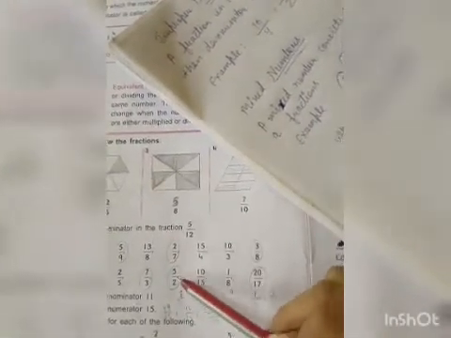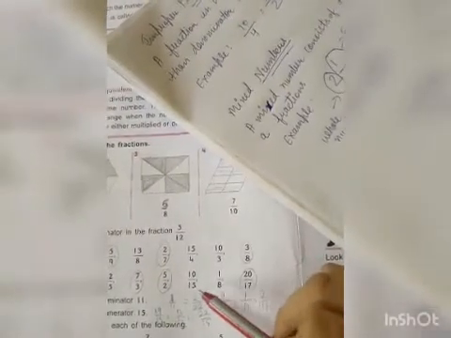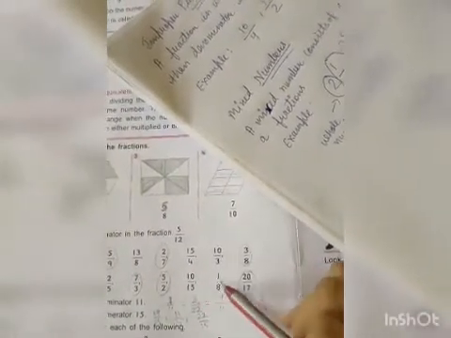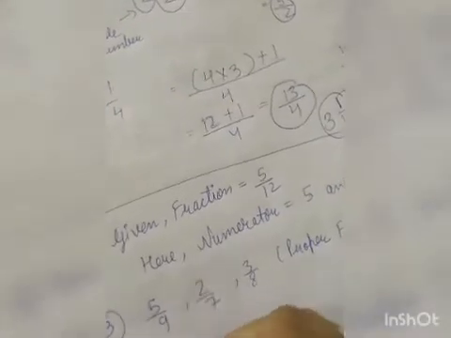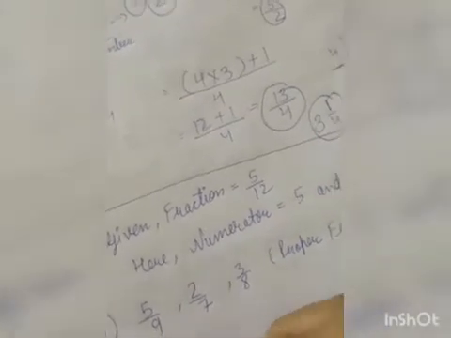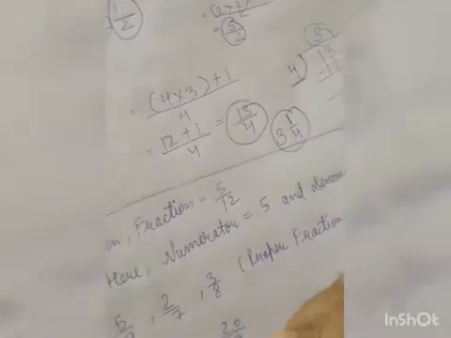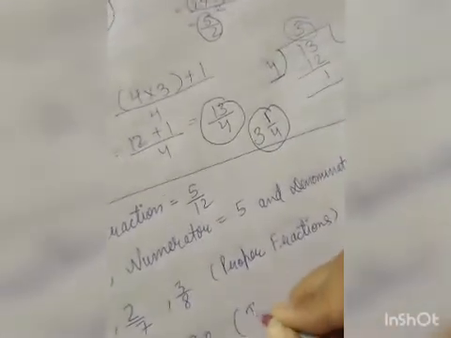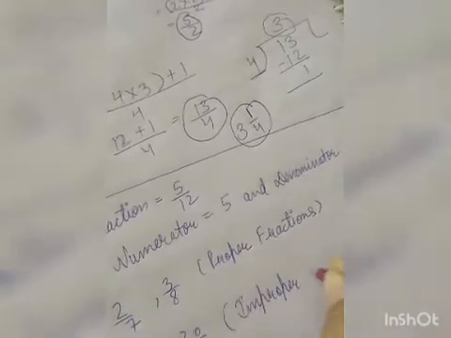7 by 3, correct. 5 by 2, right. 10 by 15, this is wrong, this is a proper fraction. 1 by 8, this is also a proper fraction, and last 20 by 17. So we will mention here 7 by 3, 5 by 2, 20 by 17 as improper fractions.